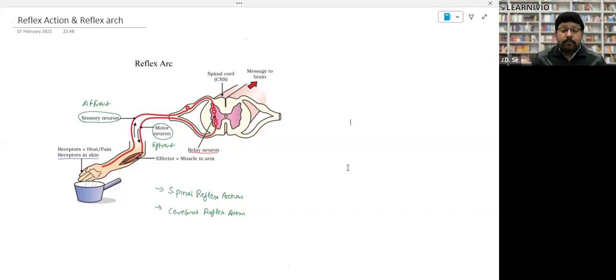And this diagram you have to make after the class. Leave this space, put the heading reflex action and reflex arc, and you have to make this diagram as it is. You have to copy it as it is, right? And then I'll dictate what reflex action is.